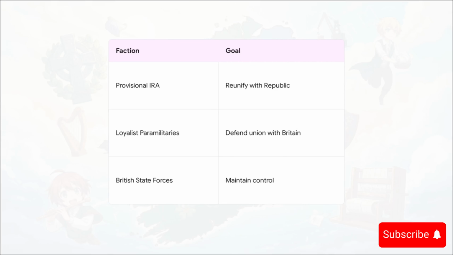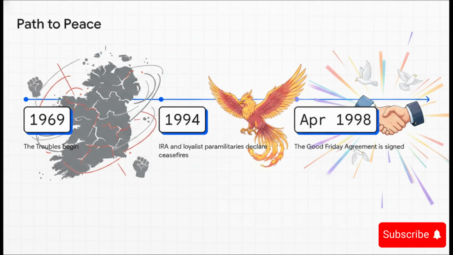It's a really complex web of factions here. You've got the Provisional IRA utilizing armed force to fight for the reunification of Northern Ireland with the Republic. On the other side, loyalist paramilitaries were completely determined to defend the union with Britain. And caught right in the middle were British state forces deployed to maintain control. It escalated into this devastating low-level war where everyday civilians were constantly caught in the crossfire of bombings and assassinations. This included awful tragedies like Bloody Sunday in 1972, when British paratroopers killed 13 unarmed protesters. The violence dragged on for almost 30 years.